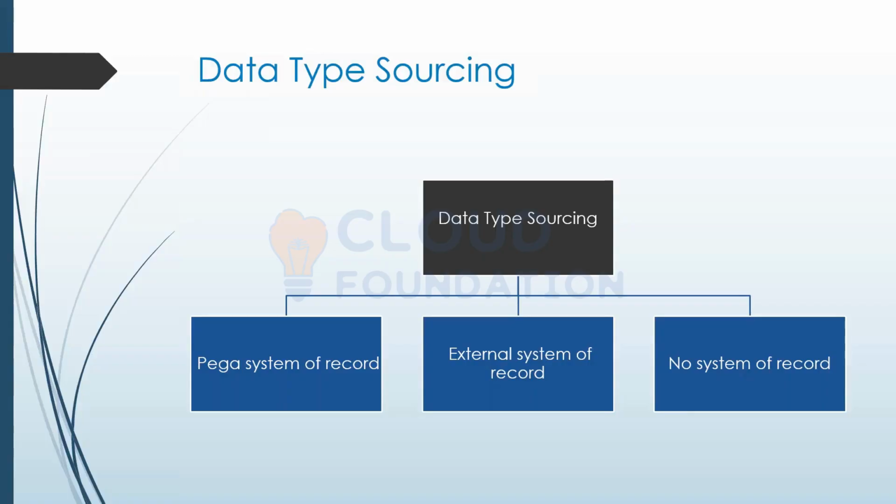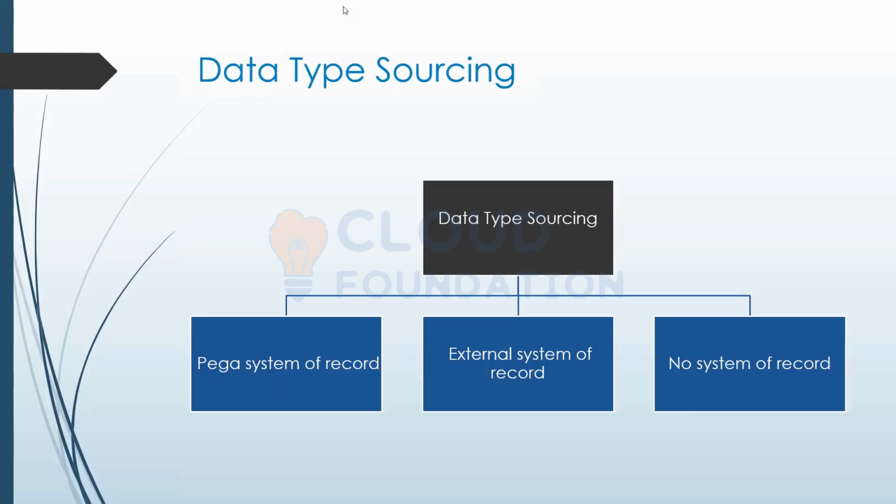One where the data is within your application. Another where the data is outside of your application. And the last one, no system of record, which means you are not storing that data anywhere in your application. It comes in and goes out. You need that data for your case processing, but it does not need to be stored in a system of record.